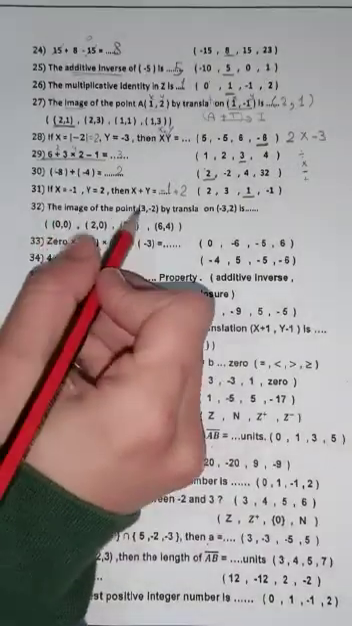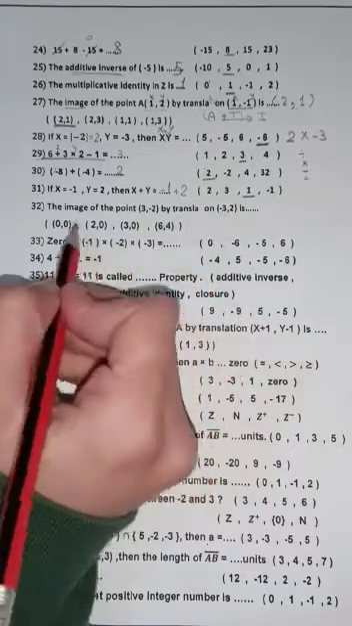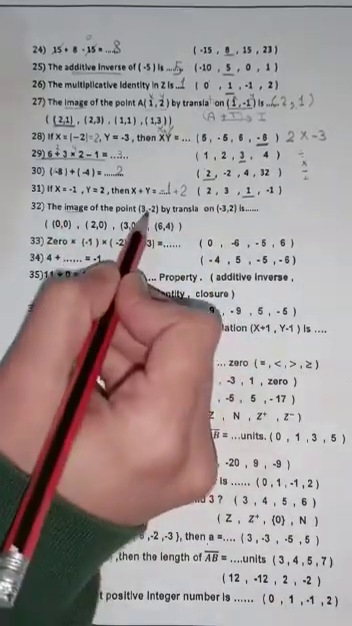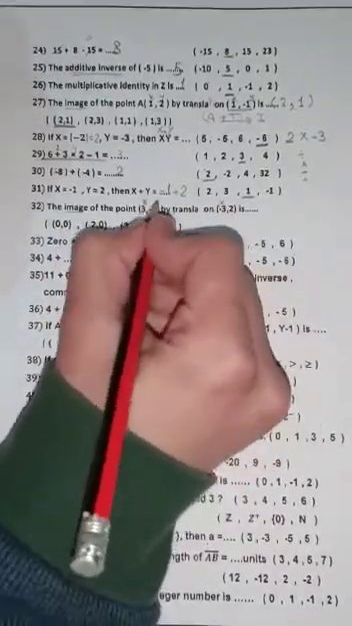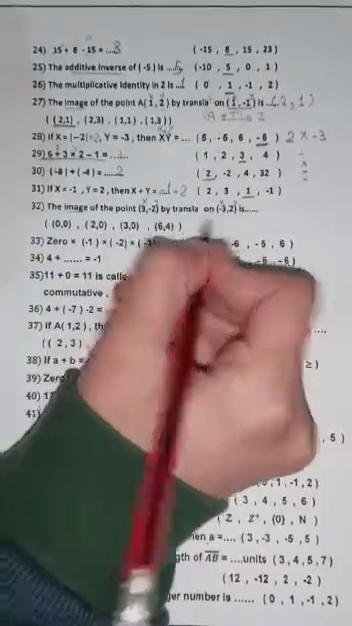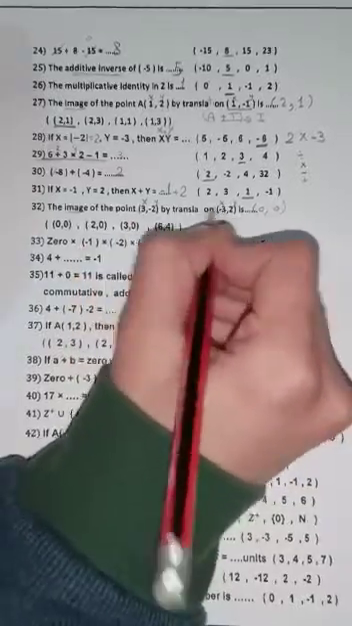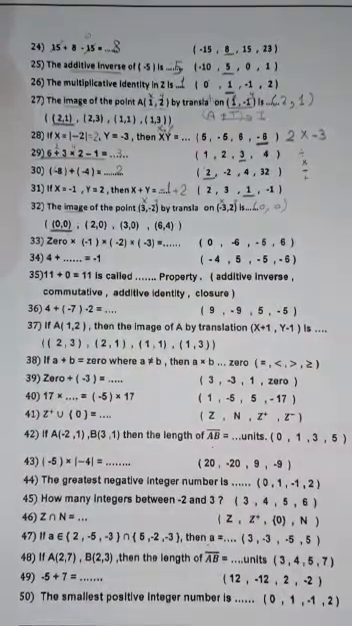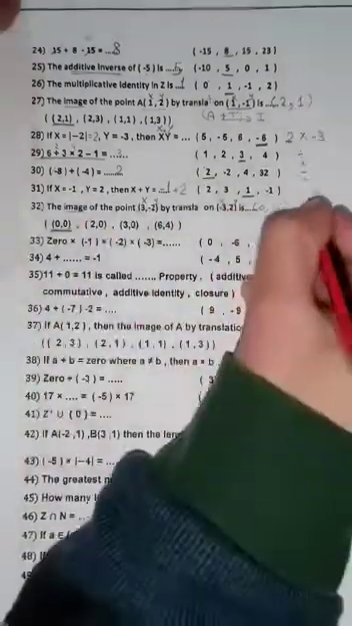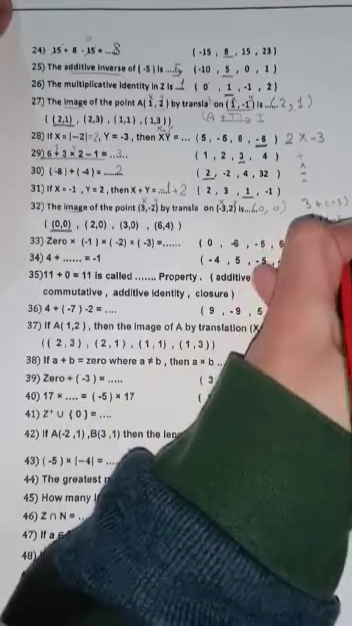The image of the point 3 and negative 2 by translation negative 3 and 2. I want the image. We have the point 3 and negative 2. We make x plus x and y plus y. 3 plus negative 3, 0. Negative 2 plus 2, 0. A number and its inverse plus a number and its inverse. So the image will be 0 and 0, because we have 3 plus negative 3 equal 0 and 2 plus negative 2 also equal 0.